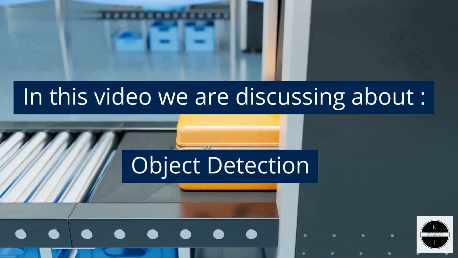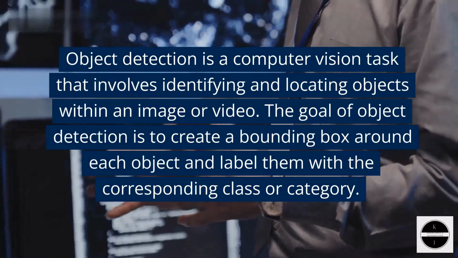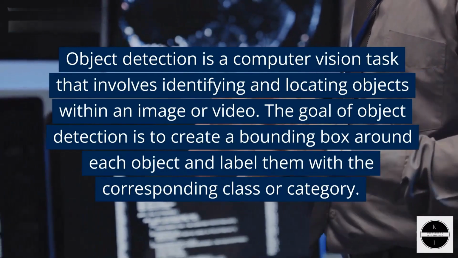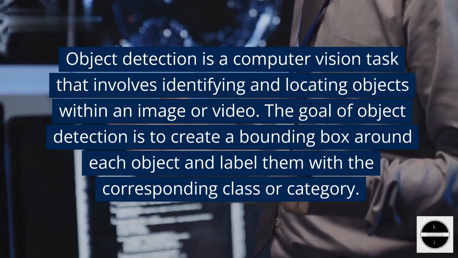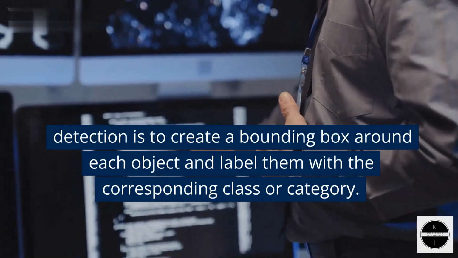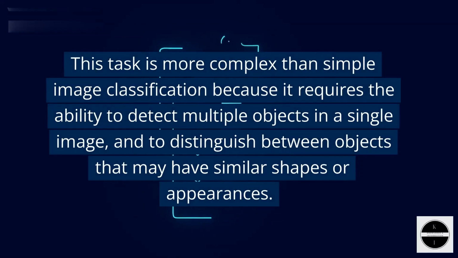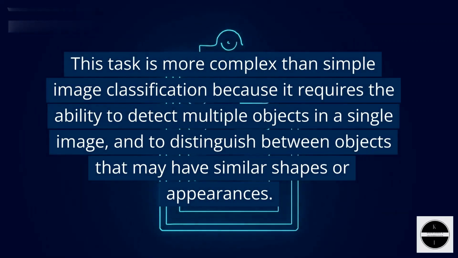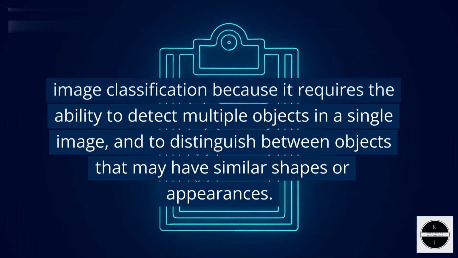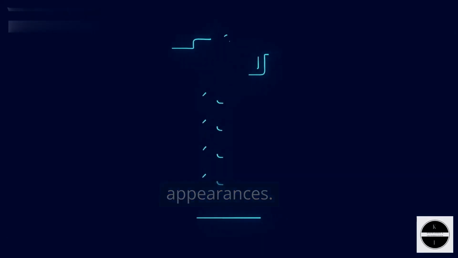In this video we are discussing object detection. Object detection is a computer vision task that involves identifying and locating objects within an image or video. The goal of object detection is to create a bounding box around each object and label them with the corresponding class or category. This task is more complex than simple image classification because it requires the ability to detect multiple objects in a single image, and to distinguish between objects that may have similar shapes or appearances.